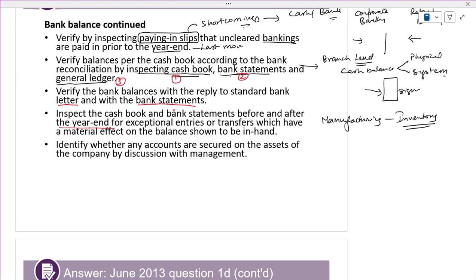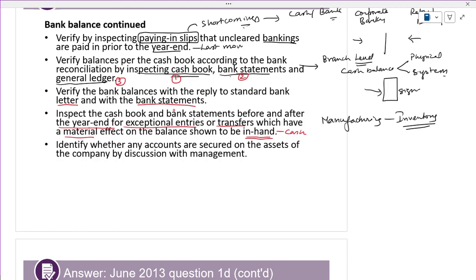Again, they say exceptional entries or transfers which have a material effect, which is having a good amount, on the balance shown to be cash in hand. In the previous case, we were talking about the bank transactions. Here we are talking about cash transactions. You have to inspect the cash. Are there any exceptional entries, both in terms of deposits and withdrawals or transfers, which have a material effect?